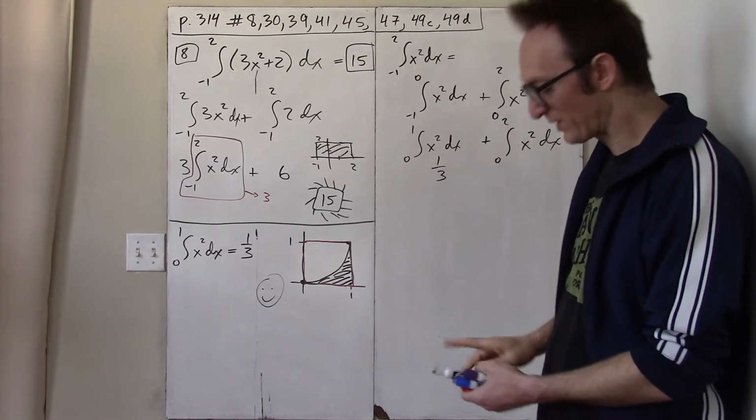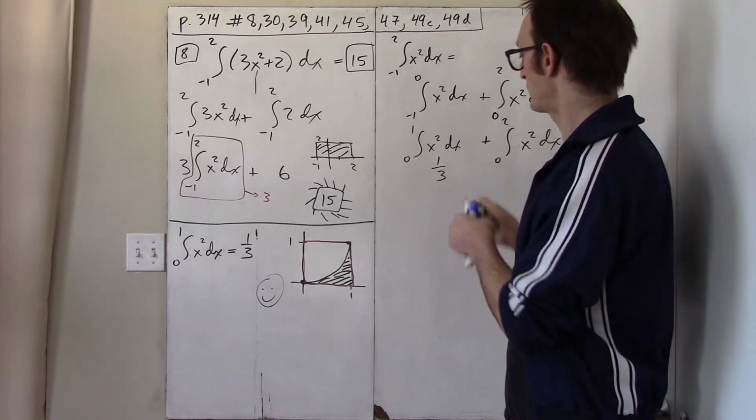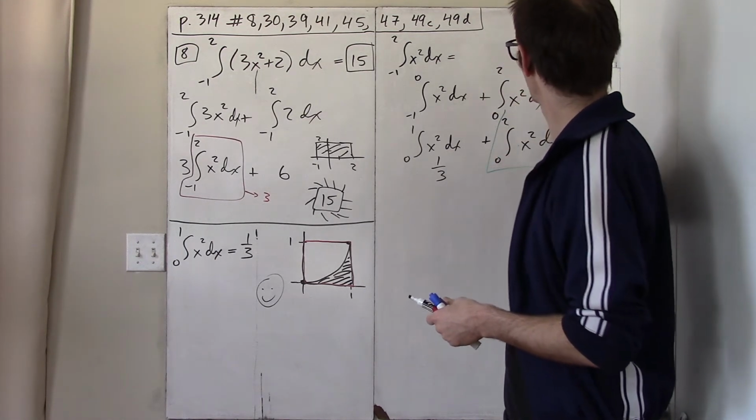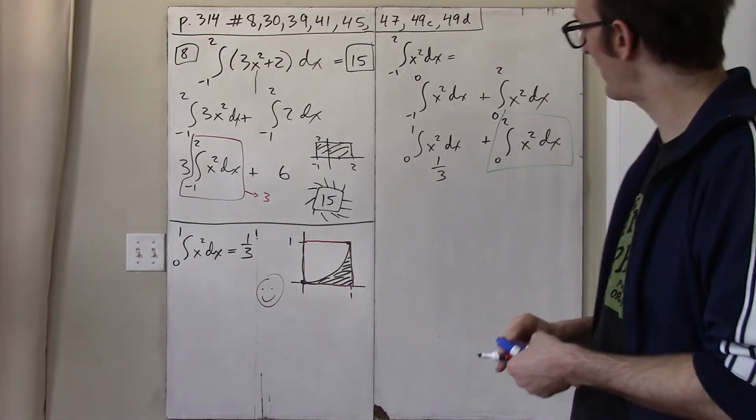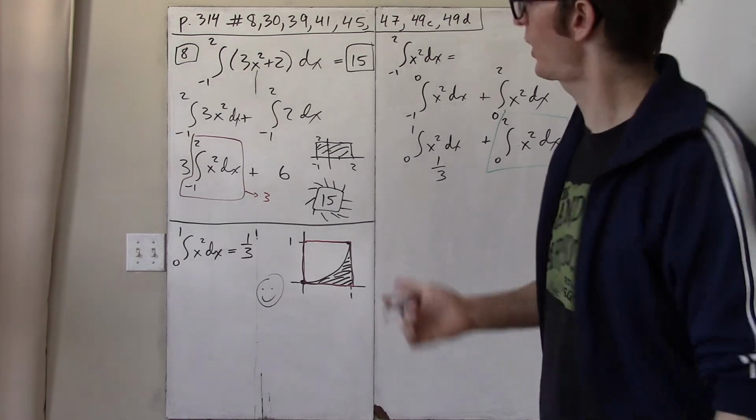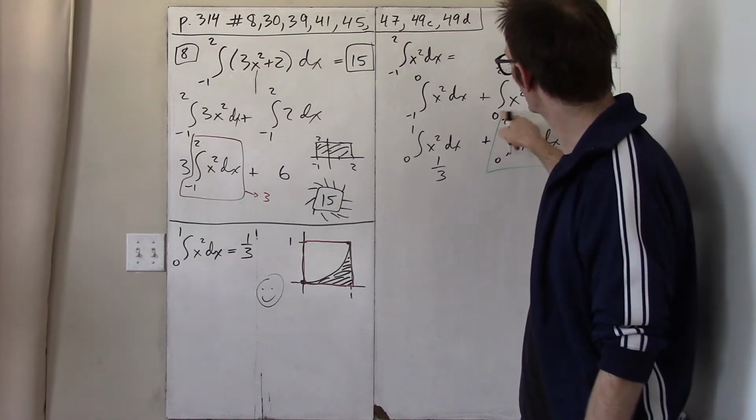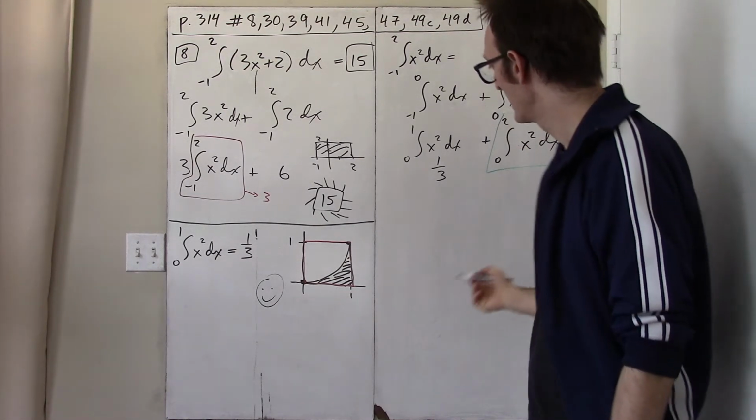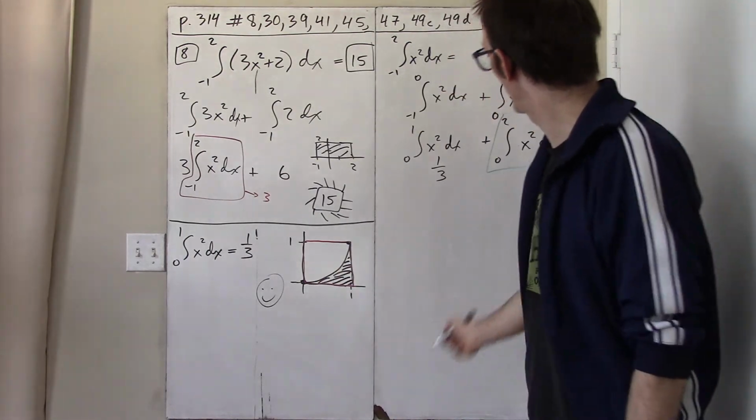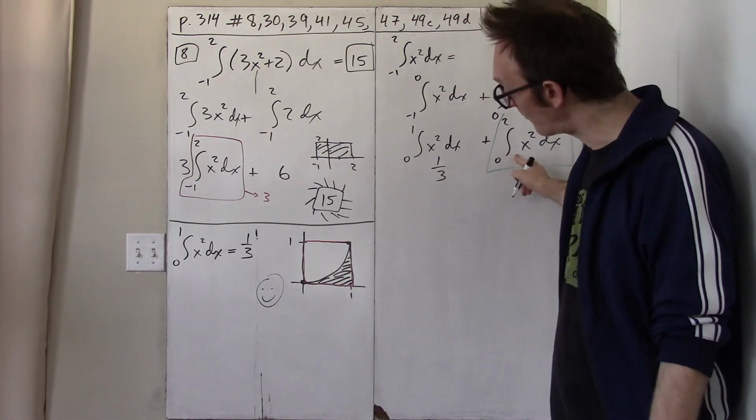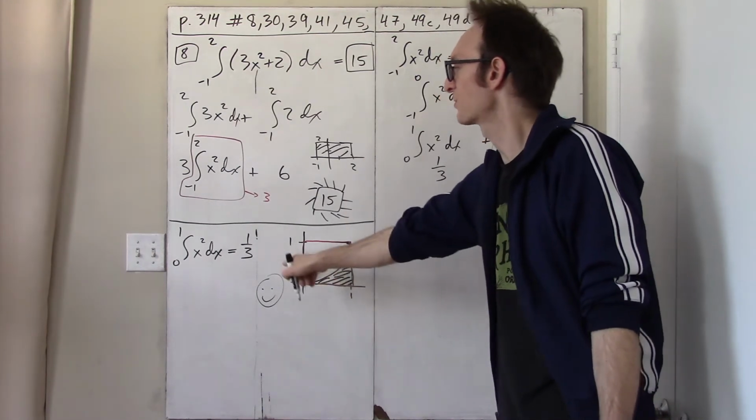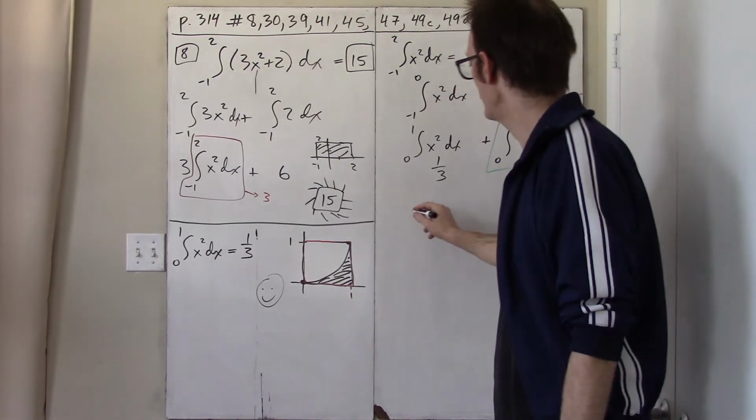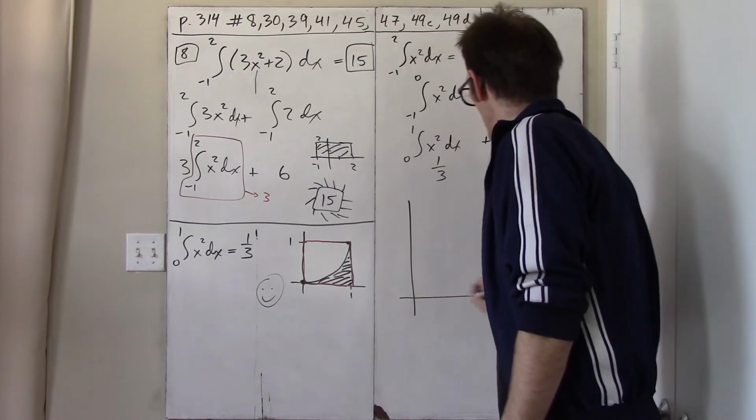So the only thing left really is to figure out what this is, and now I submit to you the following geometric argument. That the integral from 0 to 2 of x squared is just going to be a parabola of the same shape, I put that in quotes, of the integral from 0 to 1 of x squared. If you draw a picture of this, what do you find?